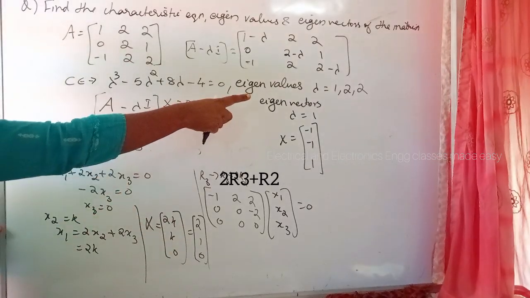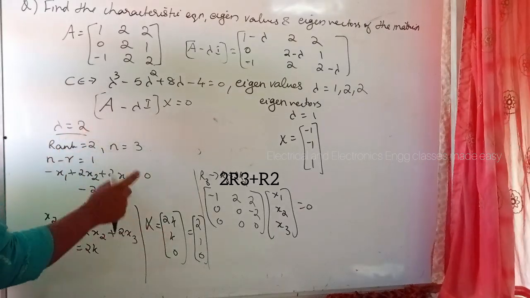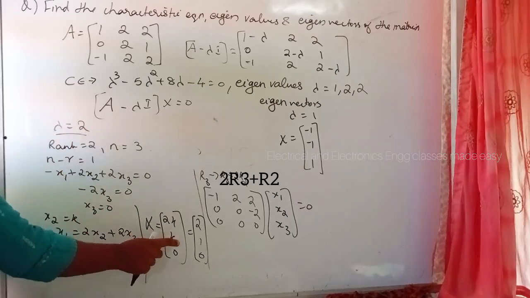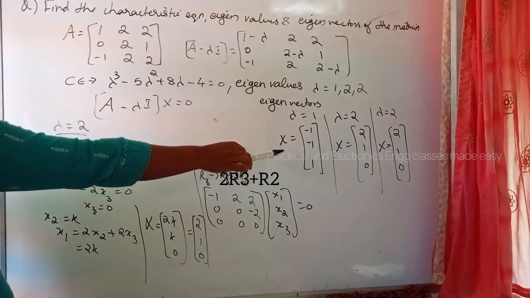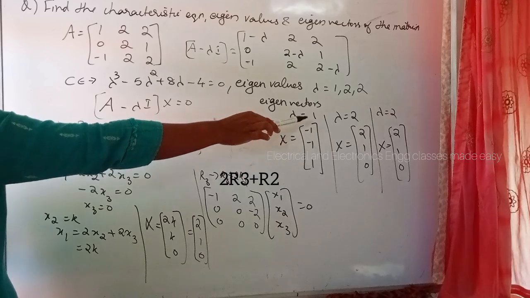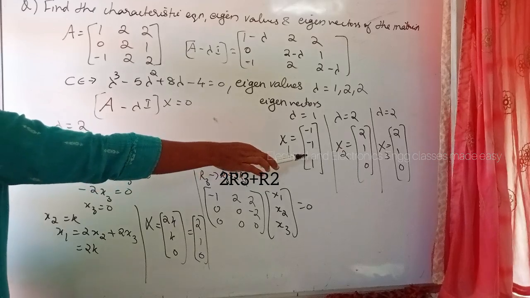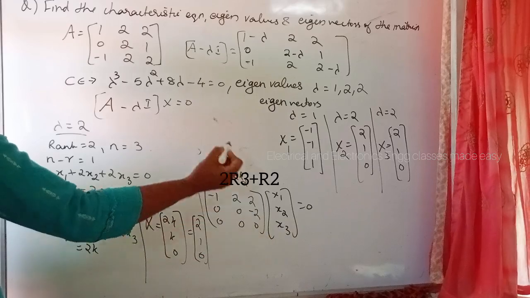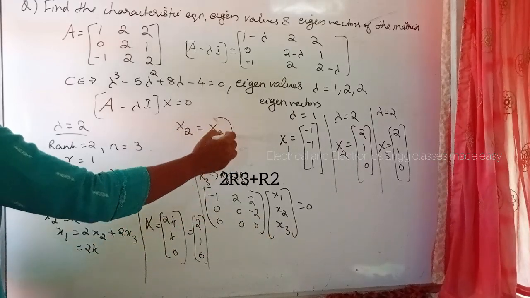And the next eigenvalue, that is lambda 3, is also equal to 2. So the eigenvector corresponding to the two eigenvalues equal to 2 is 2, 1, 0. So the eigenvectors are: for lambda equal to 1, x is equal to minus 1, minus 1, 1, and x is equal to 2, 1, 0 for lambda equal to 2 in two cases. So here x1 is equal to this one, x2 is equal to this, and x3 is equal to 2, 1, 0.